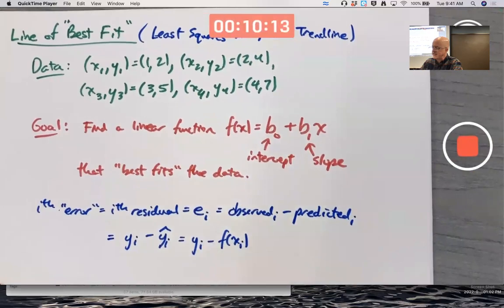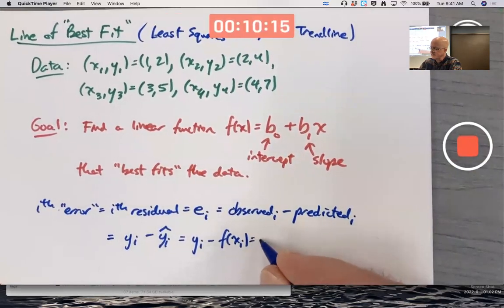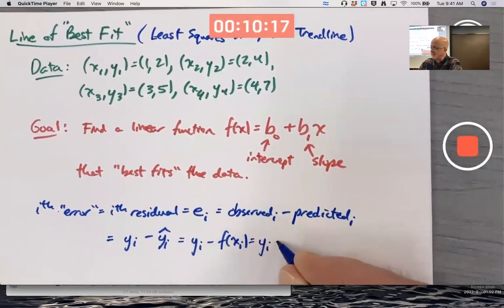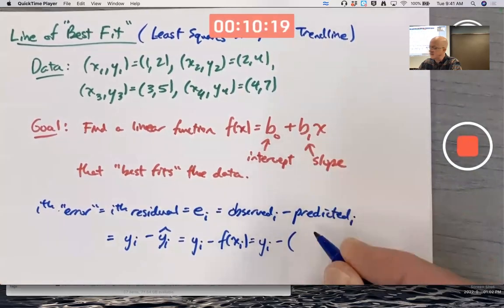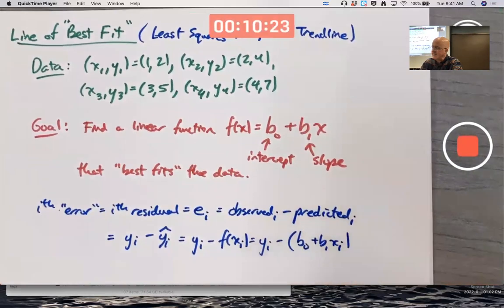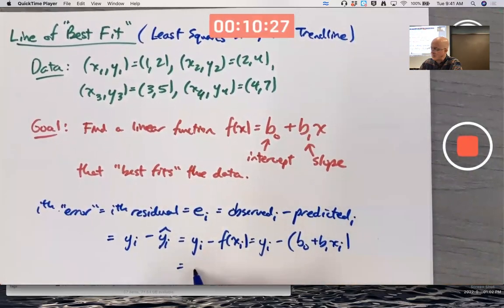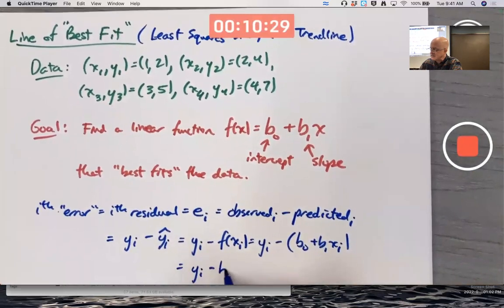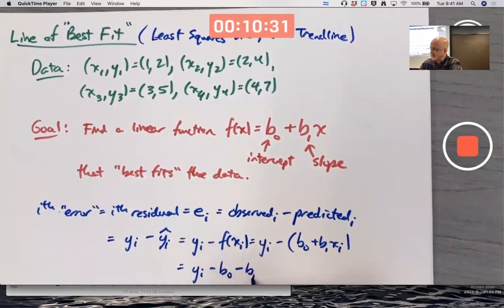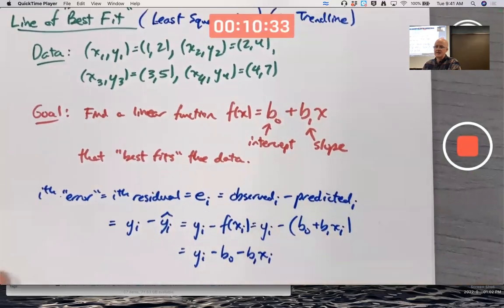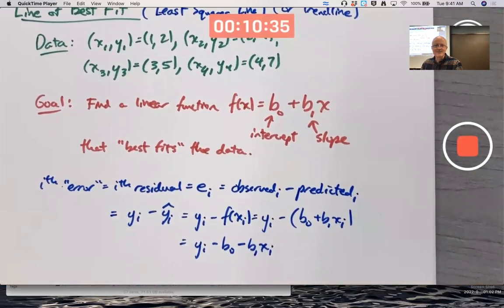We've got to plug this into the function. We can now write this as y_i minus, in parentheses, the function b0 plus b1 x_i. And then finally, we can distribute the minus sign through the parentheses. So we can write this as y_i minus b0 minus b1 times x_i. So there's a lot of different expressions for the same thing.